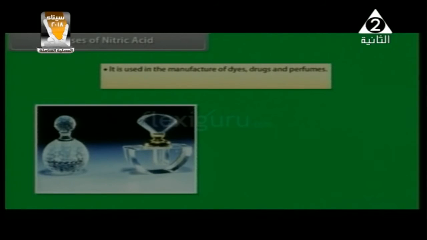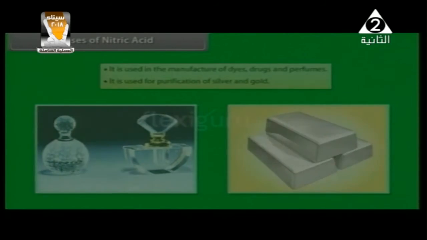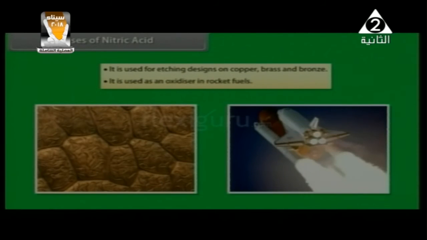The process of nitric acid is used in the manufacture of dyes, drugs, and perfume. Also, it's used in the purification of silver and gold. But you have here copper, brass, and bronzes. This is the effect of this nitric acid.